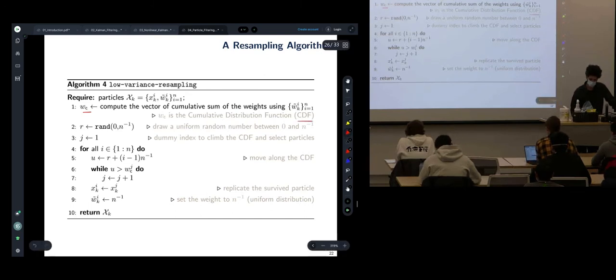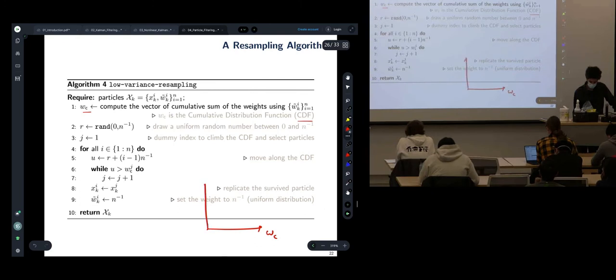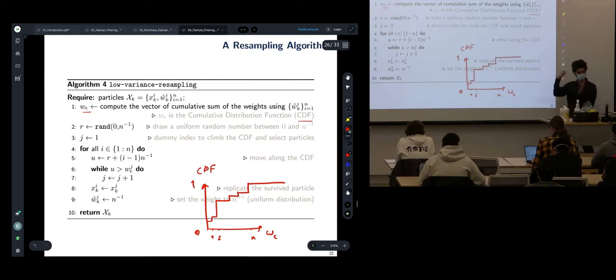Okay? So they will get this W, right? C. And then this is from 0 to 1. This is the CDF, right? And you get something like 1, 2, all the way to n. And then you get some weights like this, depending on how much of the mass is located on that particular particle. It will occupy some of this CDF.